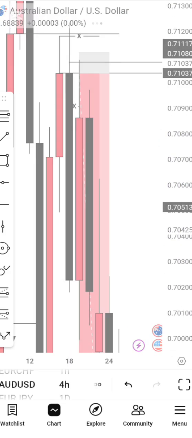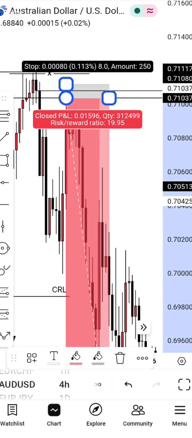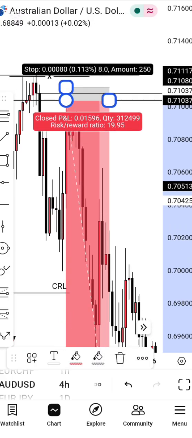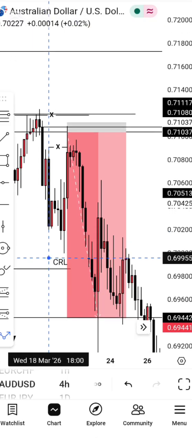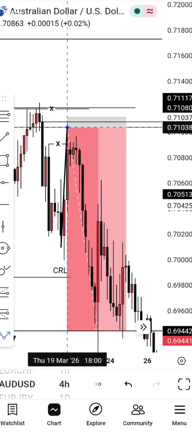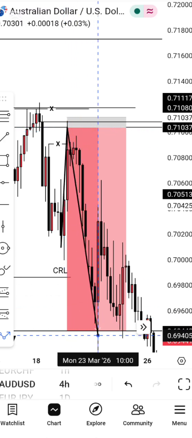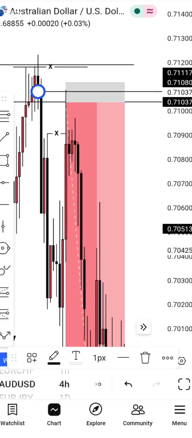So that was my entry. This was my entry, and it was exactly about 20R. You can see this is 19.95 on here. And that was how I caught this trade. You can see price came, pulled all the way back, swept liquidity, and dumped to our final target. And that's basically it on here.